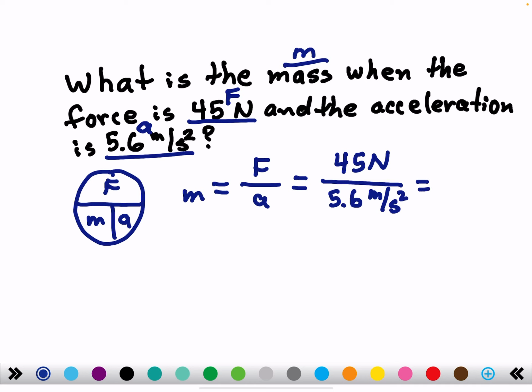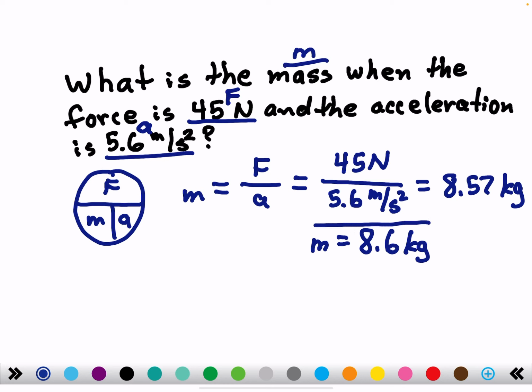So that would be a force of 45 newtons divided by an acceleration of 5.6 meters per square second. On the calculator, when we divide this out, we initially get 8.57 kilograms, but notice that both the force and the acceleration each have two significant figures. So we must represent the final answer with two significant figures, so that mass would be 8.6 kilograms for our final answer. I hope that this has led you to a greater understanding of Newton's second law calculations with SI or metric system units.